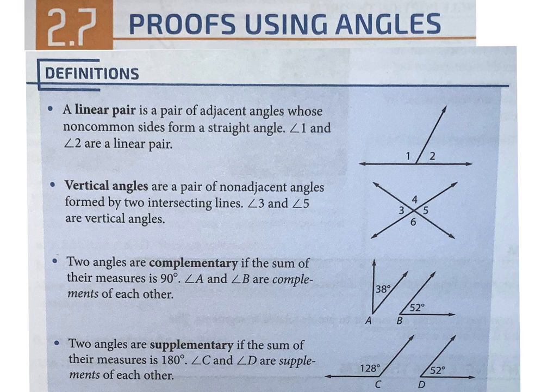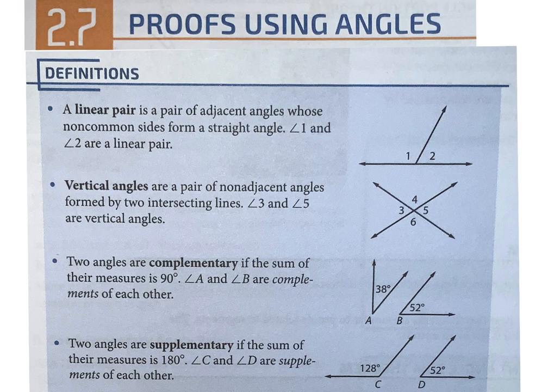The other ones are supplements. Supplementary angles are angles that add up to 180 degrees. Again, linear pairs would automatically be supplementary angles because a linear pair forms a line, and a line is 180 degrees. But they don't have to be adjacent. They can be two separate angles that add up to 180 degrees, and they're still considered supplementary.